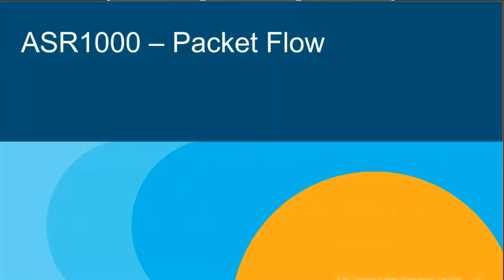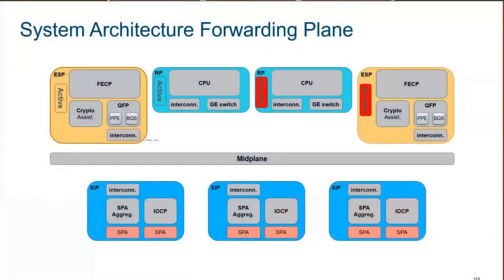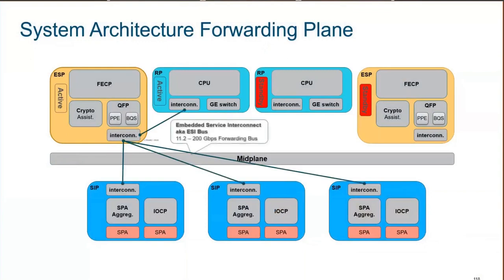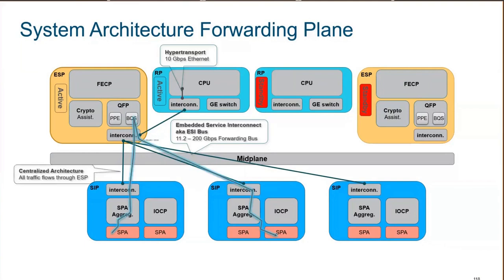So let's check how the packet flow works in detail on the ASR1K platform. We have ESI links between all the modules from ESP to all the modules. That will basically help in forwarding the packets from SIP to the ESP and back to either SIP or RP. From the RP interconnect to the CPU, we have a 10 Gbps Ethernet link.